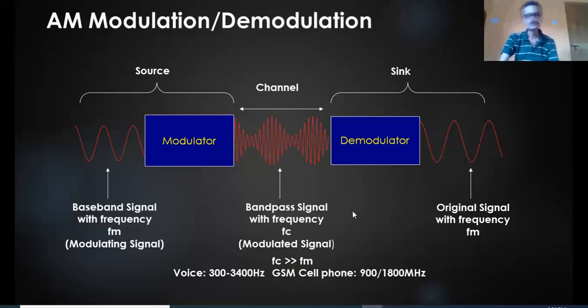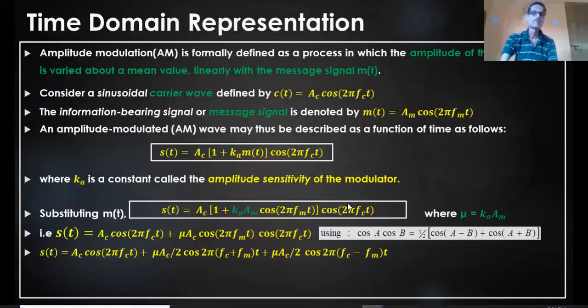Now we will move to the time domain representation of an AM signal. How do we represent it mathematically in the time domain, that is, time versus amplitude, in the waveform method? How do we get that equation in the time domain? Later I'll explain how to represent it in the frequency domain.